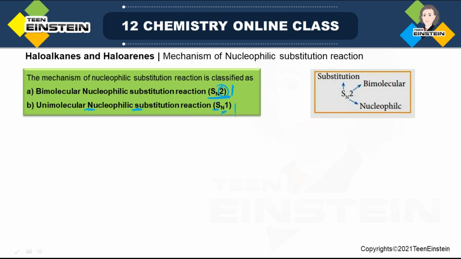And 2, what is the significance? It is bimolecular. When you go into the details, you will easily get the idea of why it is bimolecular. And unimolecular means only one molecule, that is why it is 1. So that is the difference. On the right hand side in this box, you can see all these terms, the 3 terms mentioned here: S, N, and then 2 or 1. So they have different meanings. S is substitution, N means nucleophilic, and 2 means bimolecular. If it is 1, it is unimolecular.